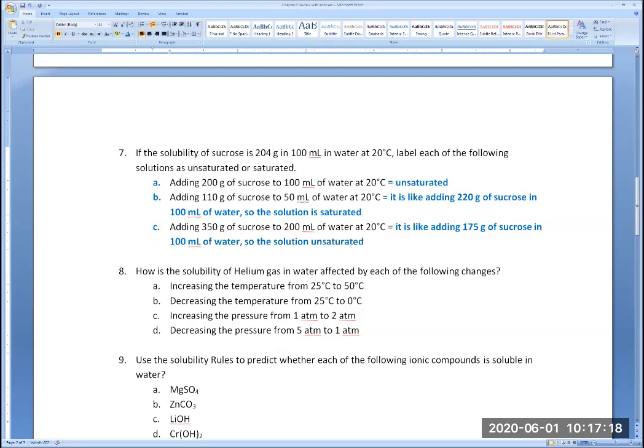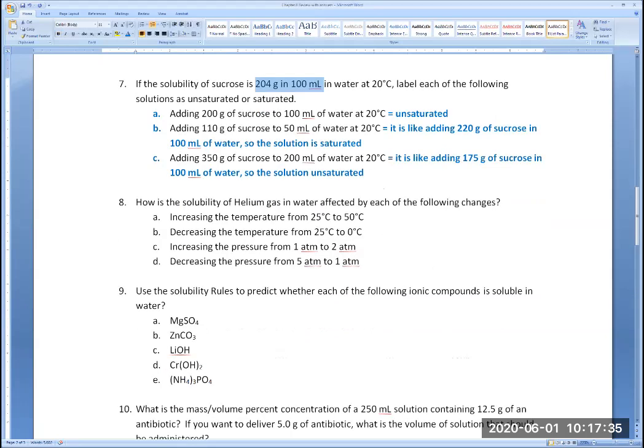Yes, it's unsaturated because this is less than the 204 grams in 100 milliliters. So it's less. We have not reached the maximum, and you could put more and it would still dissolve. So that's what this means. Basically, saturation is when you have reached the maximum you can have, and above that it's saturated. Okay.